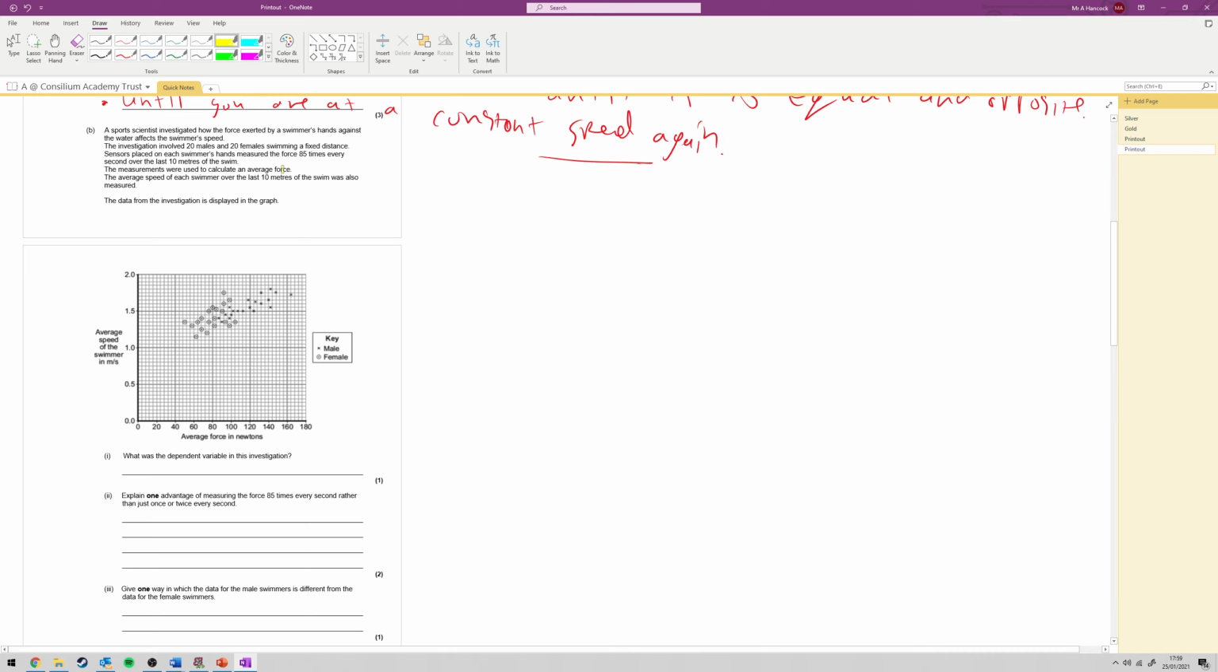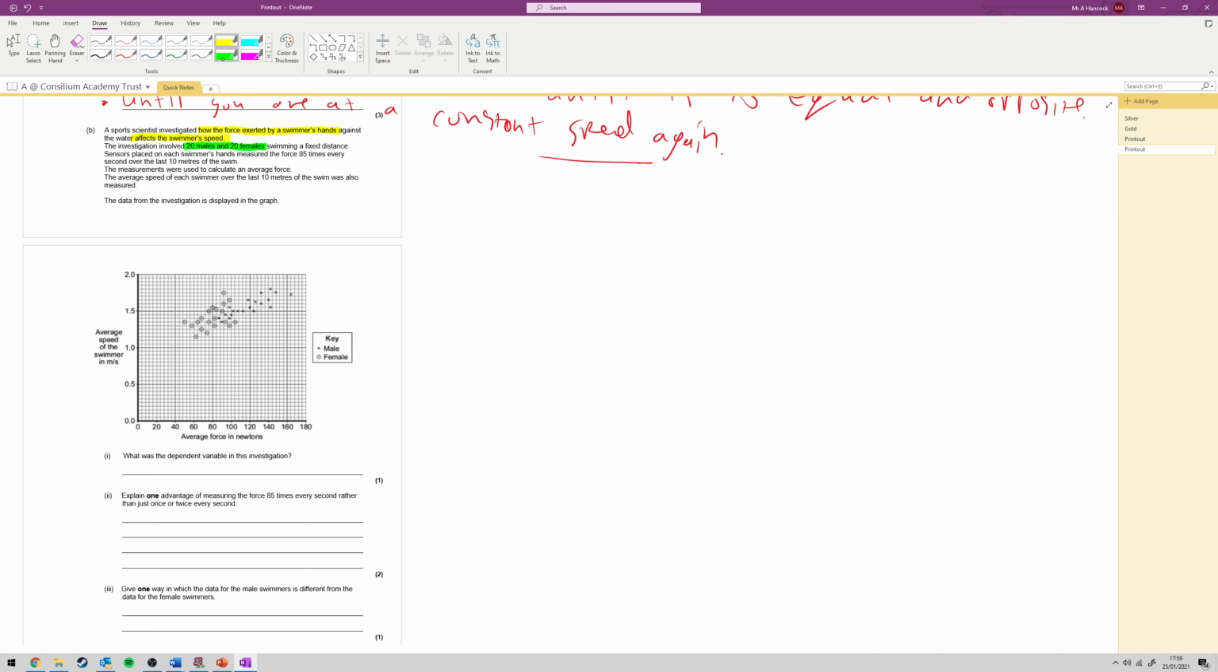Let's have a little look. That was a lot of information. So we're looking at how the force, okay, and the swimmer's hands affected, yeah, the swimmer's speed. That's what they were looking at. Well, 20 males and 20 females, that's pretty important. I'm going to put that green because I think that, to me, sounds a little bit like a control.